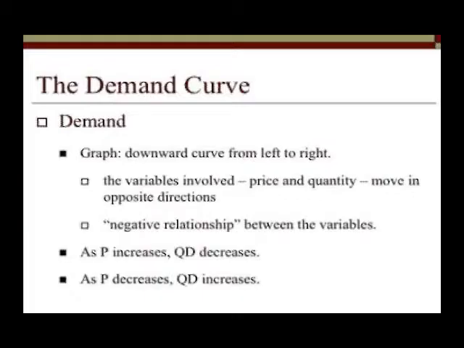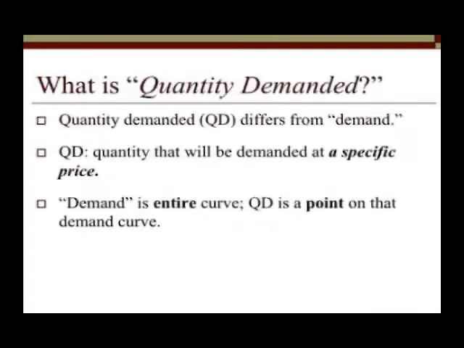A few more things about the demand curve. The fact that the price and the quantity are moving in opposite directions, that's what we call a negative relationship. Inverse or indirect is another way that we could describe that, but whenever you graph relationships like that, they're going to be downward sloping. Okay, and again, there is our relationship between price and quantity demanded. Okay, now what is quantity demanded?